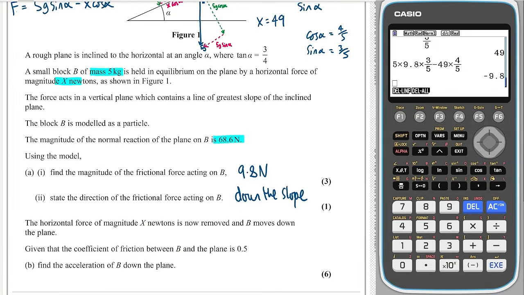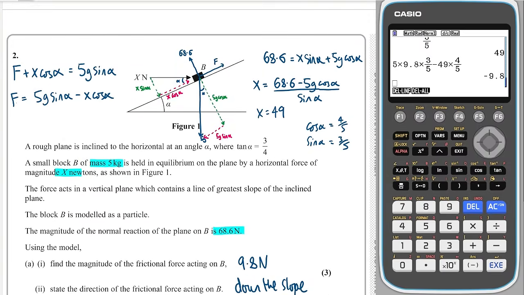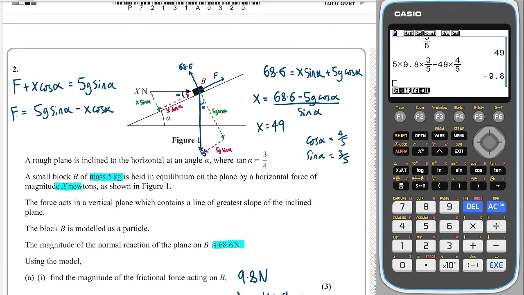Now it says the horizontal force is removed and B moves down the plane. You've got the coefficient of friction, find the acceleration. So I'm going to have to mess up my lovely diagram. What's going to change? Well, x is going to disappear, so all of that's going to go.